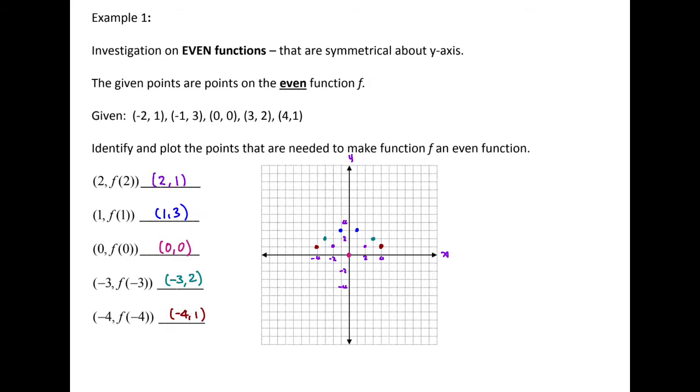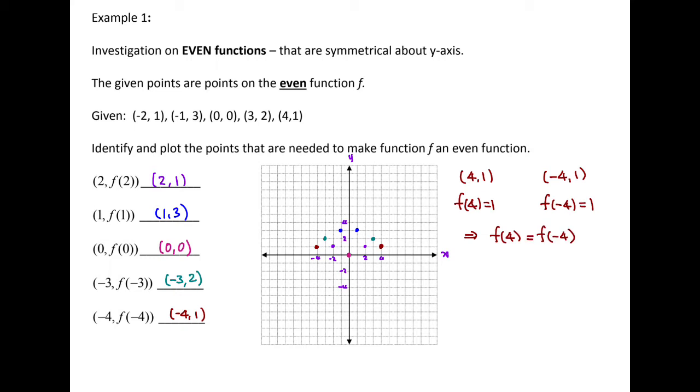Now, let's take a closer look. On the last point, we have 4 and 1, and the symmetrical point will be at -4 and 1. So using function notation, we write f of 4 equals 1. That means when x equals 4, y is 1. The other point, f of -4 equals 1. And they both have the same y values. That means f of 4 equals f of -4.